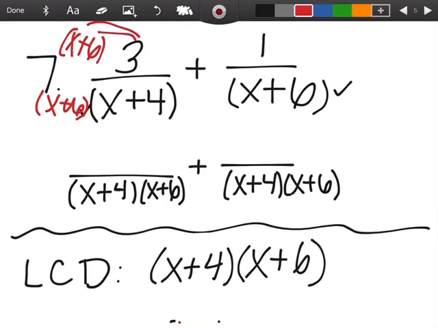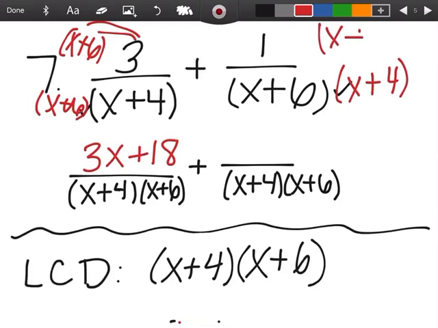And I'm going to go ahead and distribute the 3, so I get 3x plus 18. And then in the second fraction, when I decide what I am missing, what do I need to multiply the denominator by, the answer is x plus 4. And so when I distribute a 1, it doesn't change anything, it just becomes x plus 4.